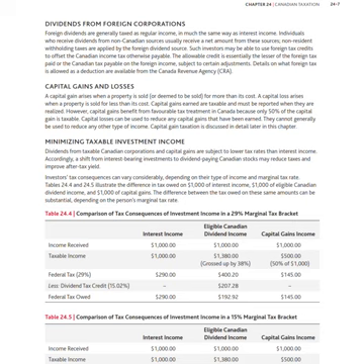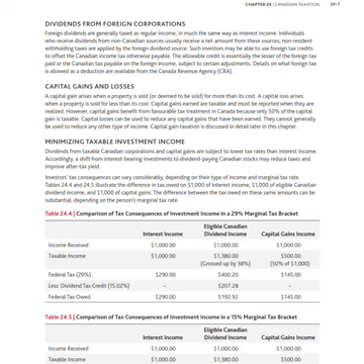Capital gains and losses. A capital gain arises when a property is sold or deemed to be sold for more than its cost. A capital loss arises when a property is sold for less than its cost. Capital gains earned are taxable and must be reported when they are realized. However, capital gains benefit from favorable tax treatment in Canada because only 50% of the capital gain is taxable. Capital losses can be used to reduce any capital gains that have been earned. They cannot generally be used to reduce any other type of income. Capital gain taxation is discussed in detail later in this chapter.